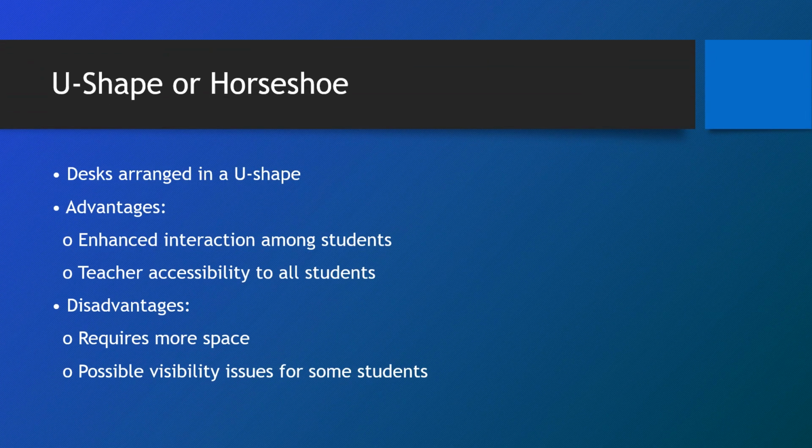Next, the U-shape or horseshoe arrangement allows students to face each other and the teacher. This setup enhances interaction and makes it easy for you to approach each student. It's excellent for facilitating discussions and interactive activities. However, it requires more space, and some students at the ends might have difficulty seeing the board clearly.